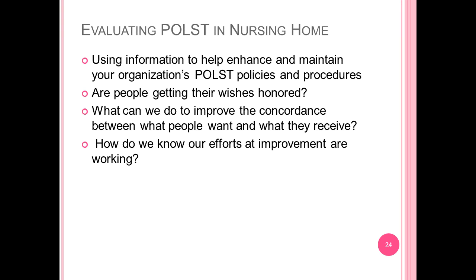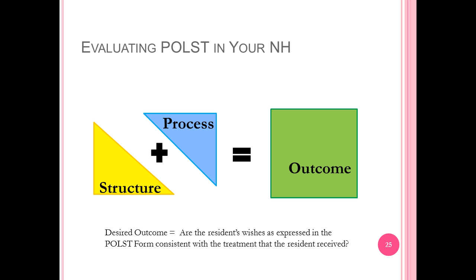Our bottom line with POLST is, are people getting their wishes honored? Is the nursing home resident getting his or her wishes honored? And the likelihood that they are getting it honored increases when there's a thorough conversation about their status and preferences and goals, and then their wishes are documented on the POLST form. So what can we do to improve the concordance between what our residents say they want in terms of medical care and what they actually receive? And so what we're going to talk about in these next couple slides are different ways that you can look for clues as to whether or not you're providing the best care possible, and how you might be able to even improve the care that is provided.